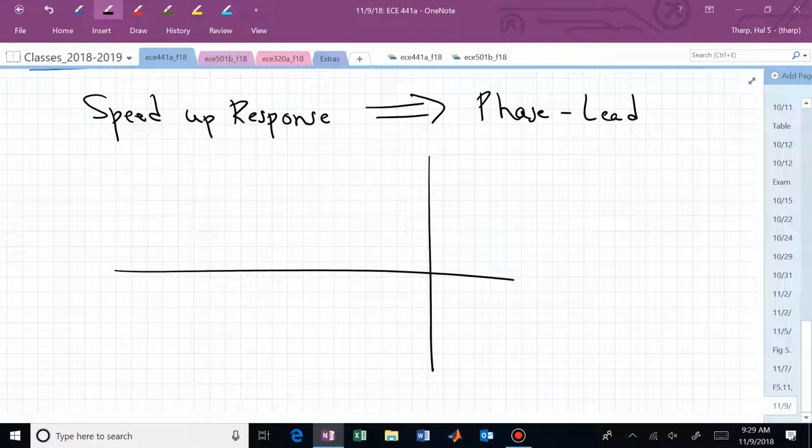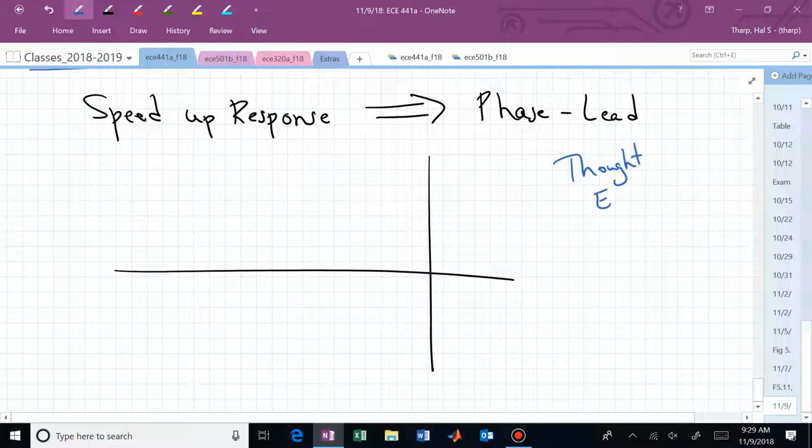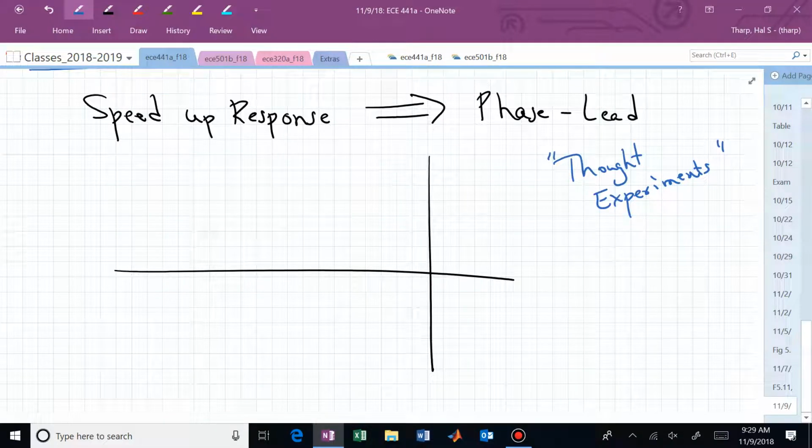Here we go. Speed up the response. Here's a thought experiment. Don't do this at home, but let's just think about it. In case you're just looking at the notes and not listening to these great videos, at least you have what I tried to say, thought experiment. We have two poles here, and we want to pull them over into the left half plane. What if we put a zero right there?